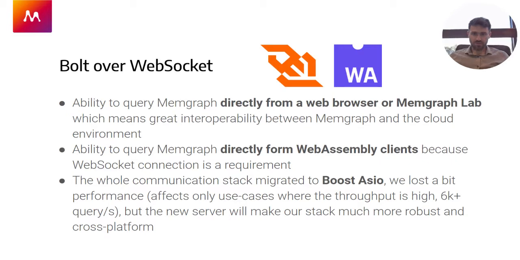We achieved this functionality by integrating and migrating to Boost ASIO, which is a well-known C++ communication library. Of course, our solution was a bit faster before because we implemented a native Linux server, but by migrating to Boost ASIO, we lost a bit of performance on the throughput side, but that essentially only affects high throughput use cases. On the other side, we'll be able to support many more operating systems, and the system will be more robust and more cross-platform.